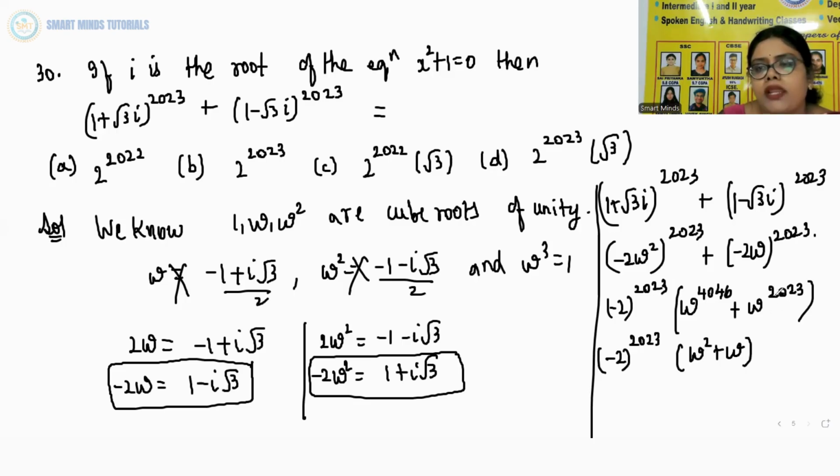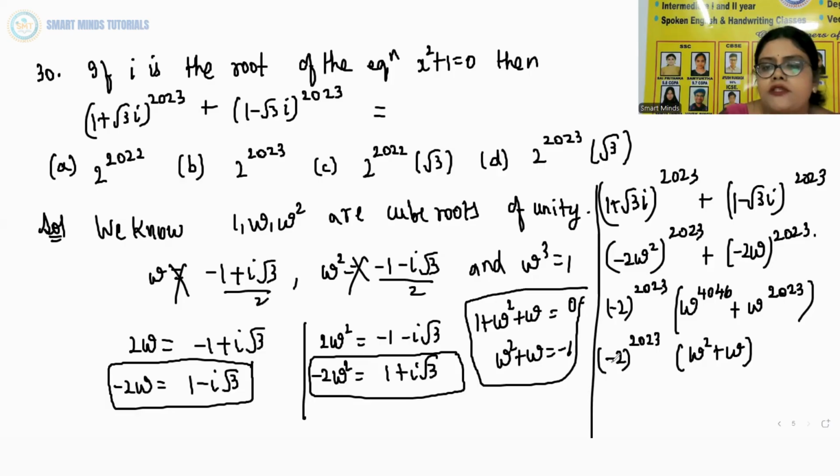And in the second bracket 2023 can be written as 2022 into 1. So 2022 is again perfectly divisible by 3. So that is omega. So you are left over with omega square plus omega. But we know that 1 plus omega square plus omega is 0. So omega square plus omega will become minus 1, right?